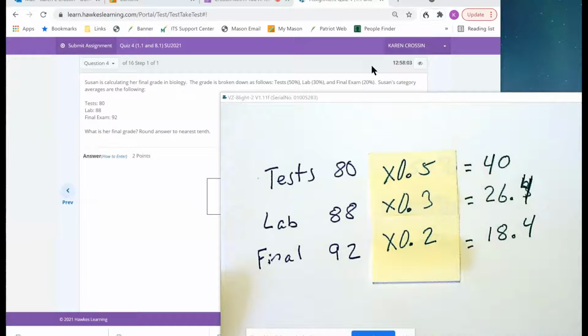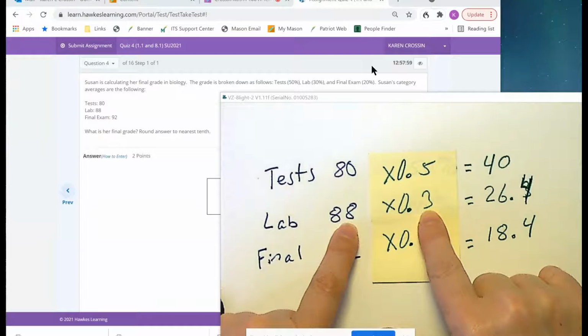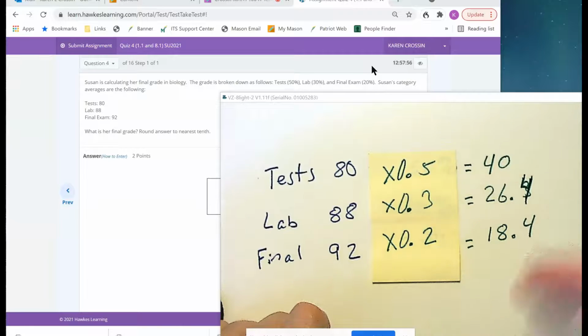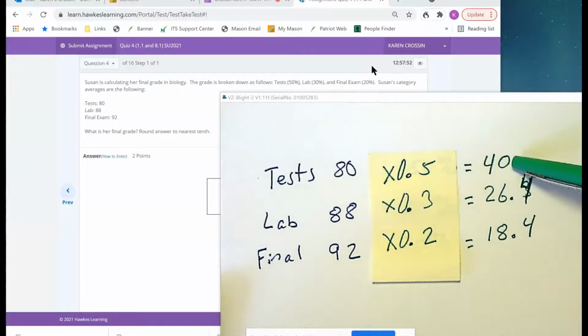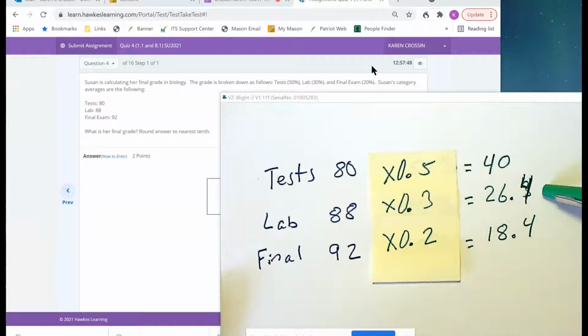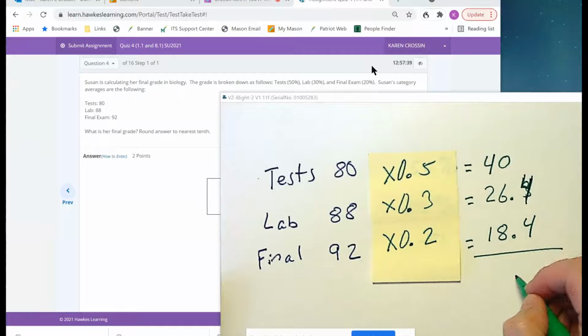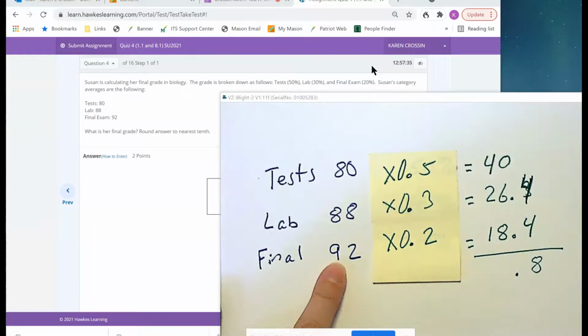All right, and that makes sense because 3 times 8 is 24, so there's that 4 in the first column. Okay. All right, so you get 40 of your total points from that 80% on tests. You get 26 of your total points from the 88 on labs, and you get 18.4 of your points from your final exam. And then we just add those up. So we get a 0.8. I'm hoping, I don't think we're going to get an A. I think it's going to be a B and I'm going to cry.